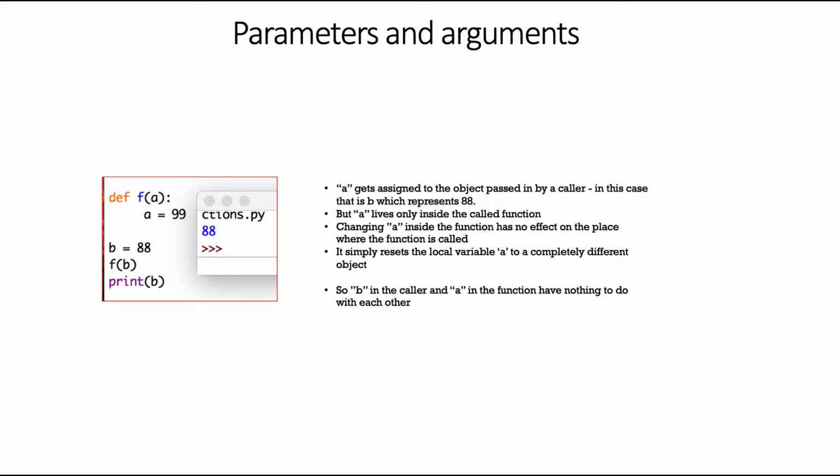In this case, that's b, which represents 88. But a lives only inside the called function. Changing a inside the function has no effect on the place where the function is called. It simply resets that local variable a to a completely different object. So b in the caller and a in the function have nothing to do with each other at all.